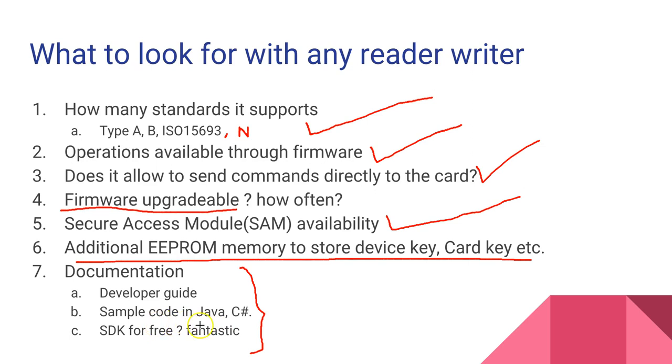And most reader writers do come with sample code where they show how to use this device with Java, C#. This is very helpful. And some devices come with the SDK. Look for whether it's free or whether you might have to pay a few pounds. And if you get it for free, it's fantastic. Most of the work is done by the SDK as well. So with this background, I'm going to show you how to use 5022.